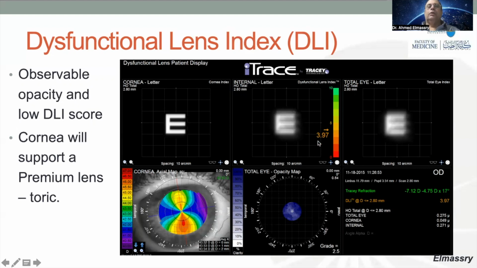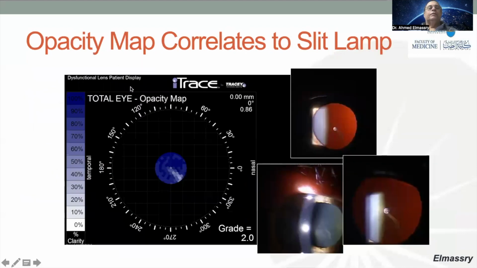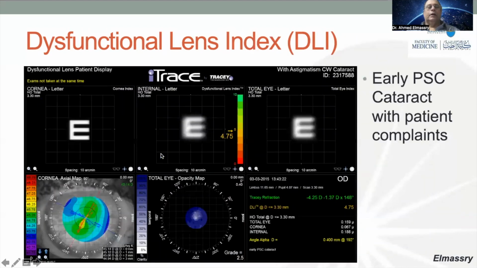So this leads to a low dysfunction lens index, which means that the problem is in the lens. These candidates, if you do LASIK for them, definitely they will not be happy because we didn't treat the main problem, which is the lenticular opacity or the dysfunction lens index. Even this opacity map correlates to the slit lamp. This blue color and white color shows the opacity, and if you compare to the slit lamp, you see the cortical opacities at the periphery, which means that these colors are reflecting the opacity in the human lens.